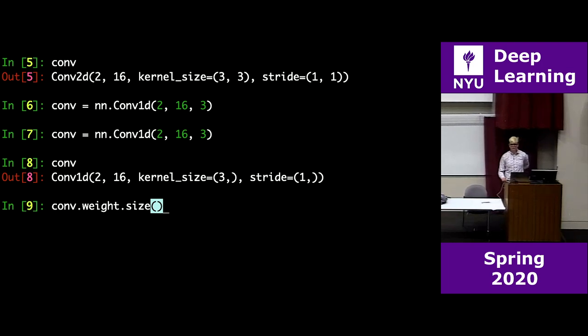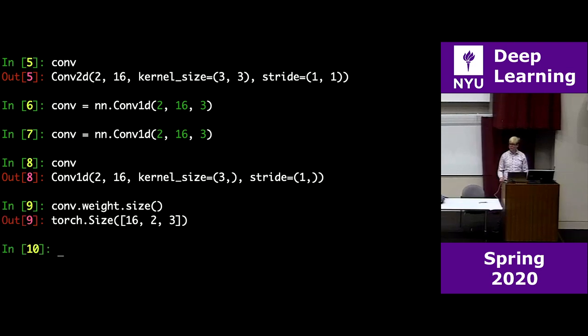What is the length of the kernel? Okay. Oh, what is these two? Channels, right? So I have 16 of these kernels which have thickness 2 and then length of 3, okay? Make sense, right? Because you're going to be applying each of these 16 across the whole signal.